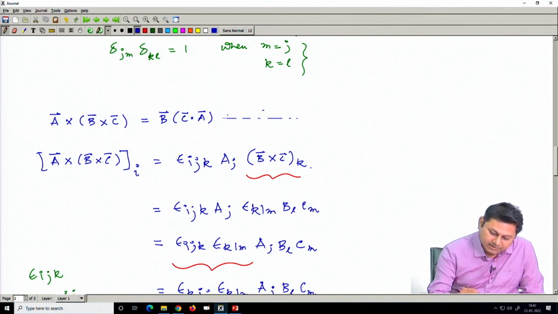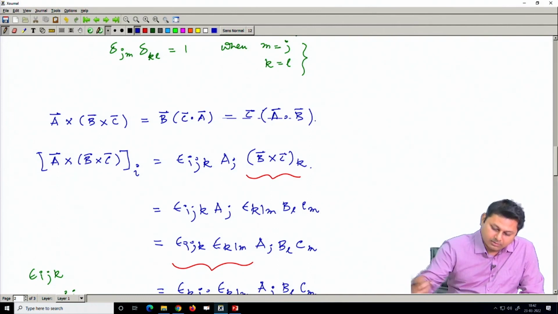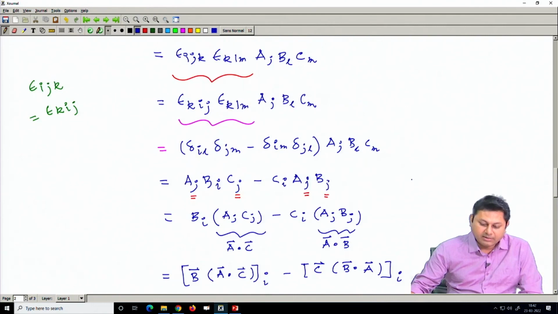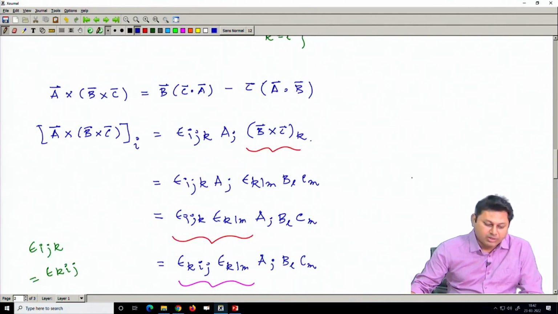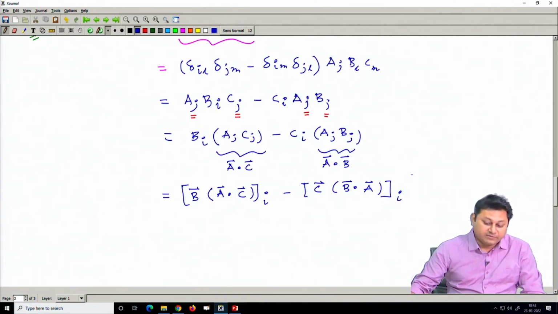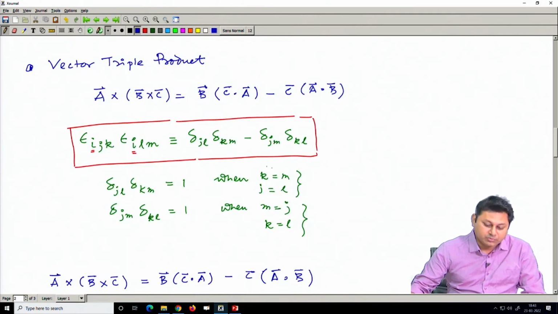So, B (C·A) minus C (A·B). So, we prove this A dot B and B dot A are same. So, here you can see that B (C·A) minus C (A·B). Okay. So, this is the way by using the Levi-Civita symbol you can prove the different vector identities, and you find that it is very useful. I request you to please note this identity which is in this red box. This is a very useful identity, and in future we are going to use this.